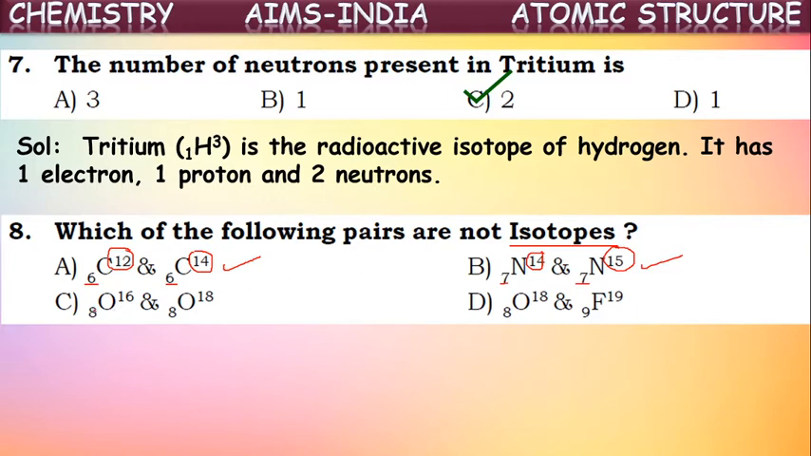Now see the third one. Atomic number is same for these two, 8 and 8. But if you observe mass numbers, it has 16 and 18.